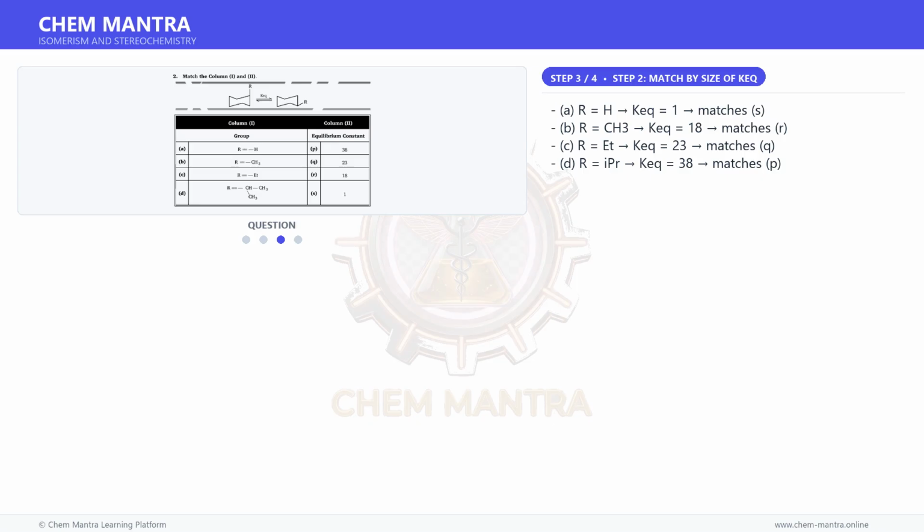A. R is equal to H, K is equal to 1, matches S. B. R is equal to CH3, K is equal to 18, matches R. C. R is equal to ethyl, K is equal to 23, matches Q. D. R is equal to iPr, K is equal to 38, matches P.